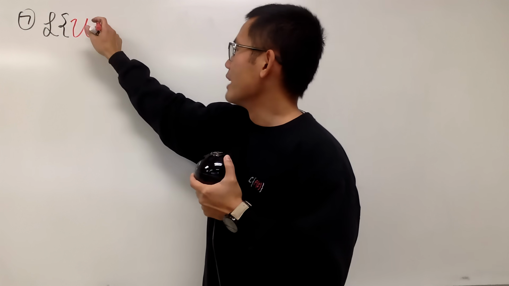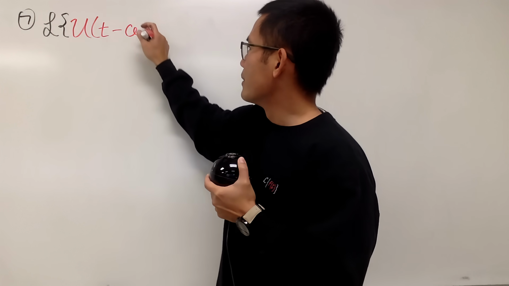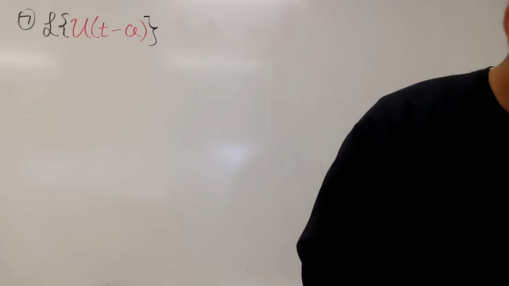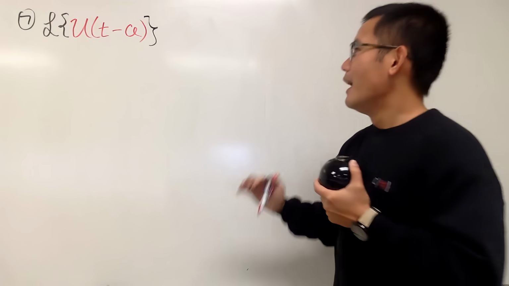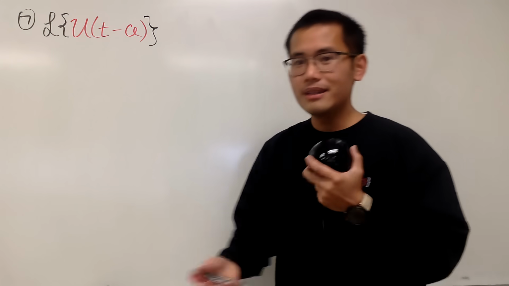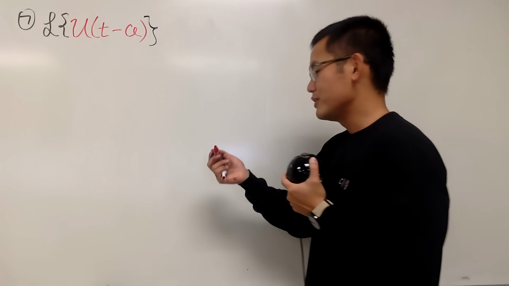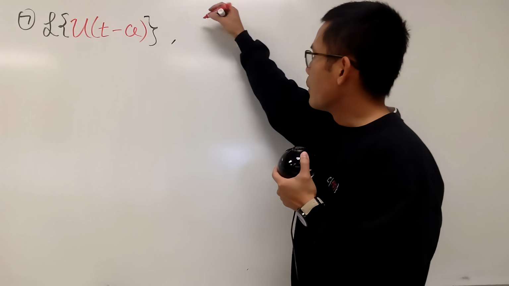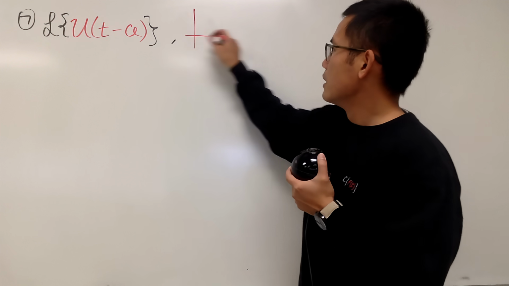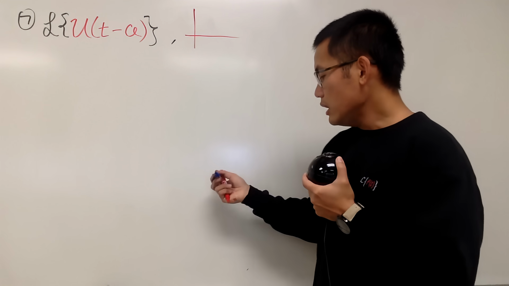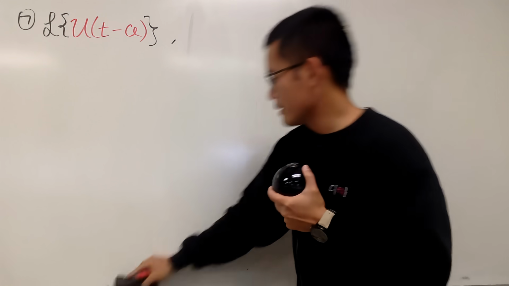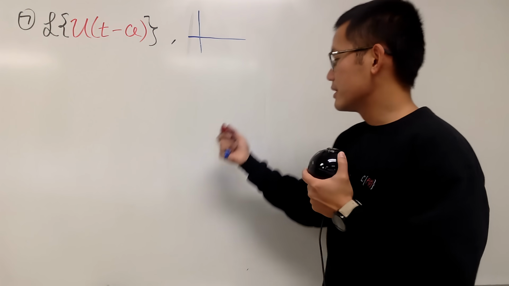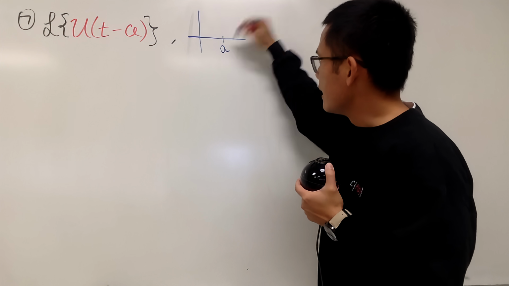This is the best I can write. T minus some number a, like this. All right, and right here I will have to remind you guys what the unit step function is. This right here, it's actually a piecewise function. So I will actually draw it for you guys first. The idea of the unit step function is that if you have the following, let me just do like this. Look at what the a is first. So let's say here is my a.